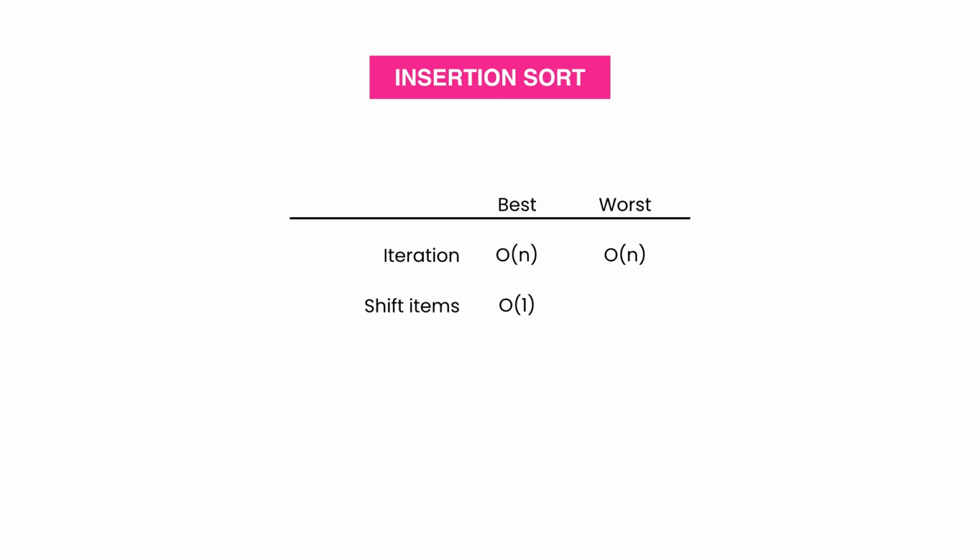In the worst case scenario, where the array is sorted in descending order, we need to shift all the items we have seen to the right because the current item is smaller than all those items. That's an O of n operation. So the time complexity of insertion sort is O of n for the best case scenario and O of n squared for the worst case scenario. It's the same as bubble sort.